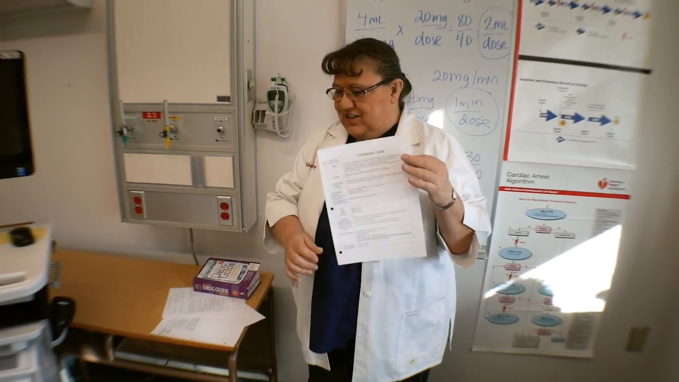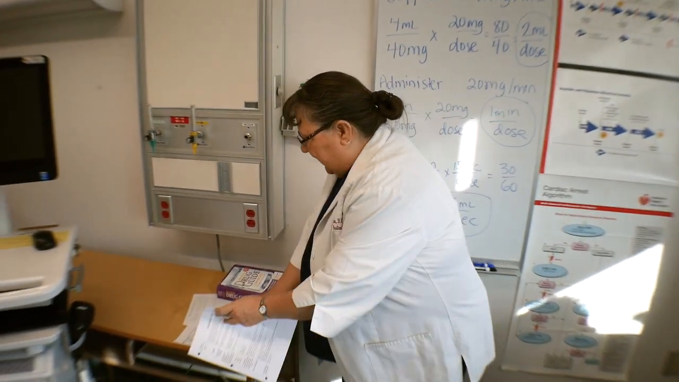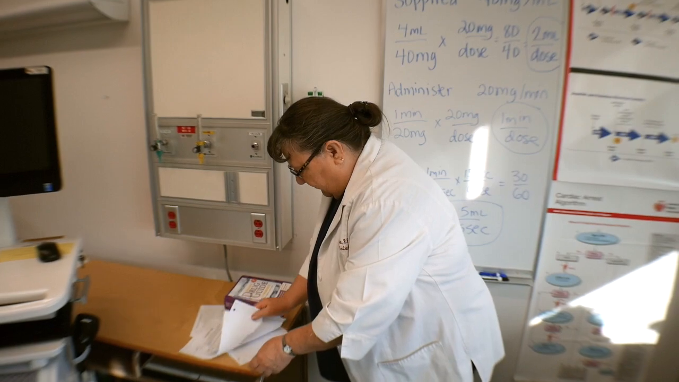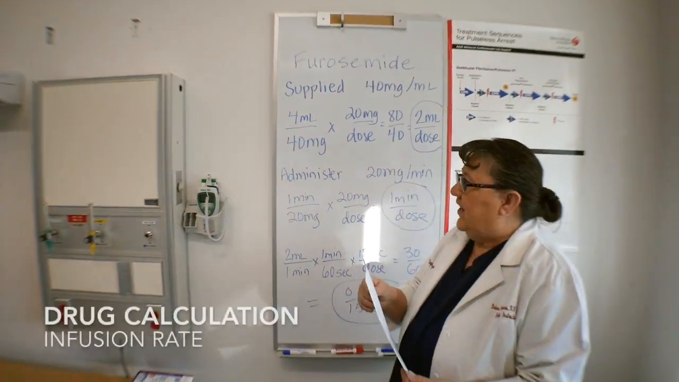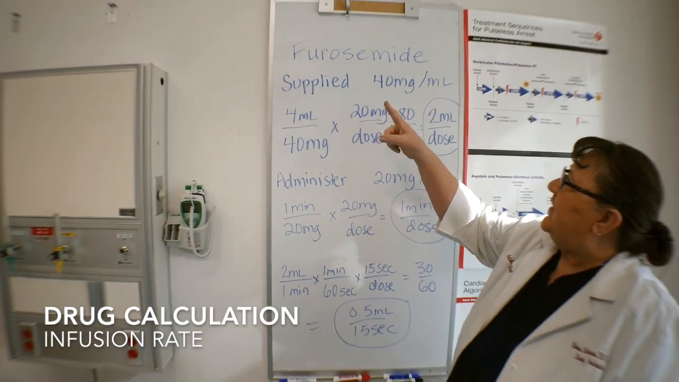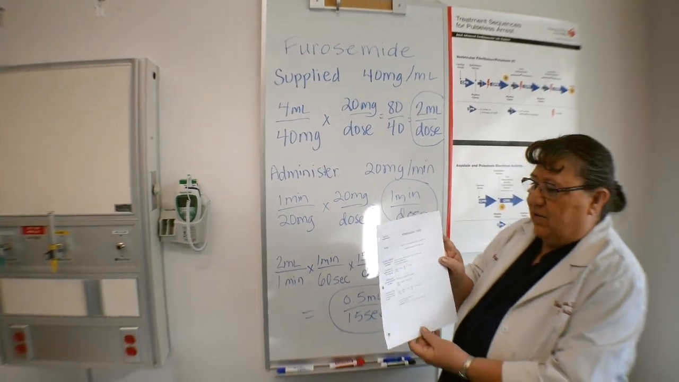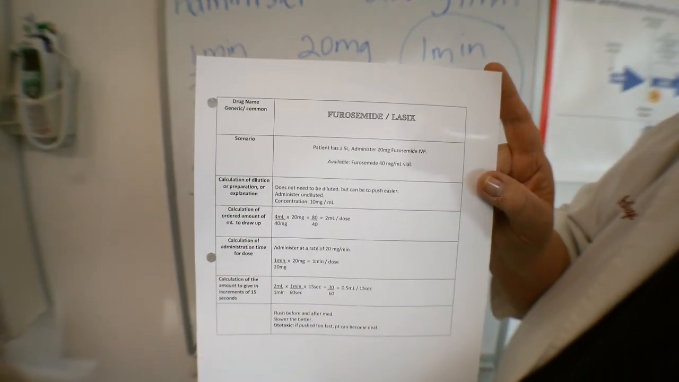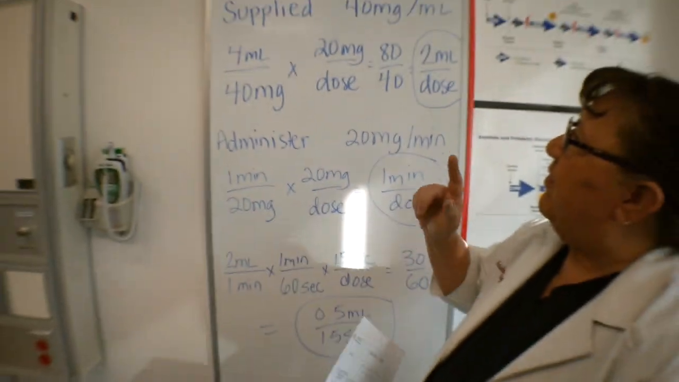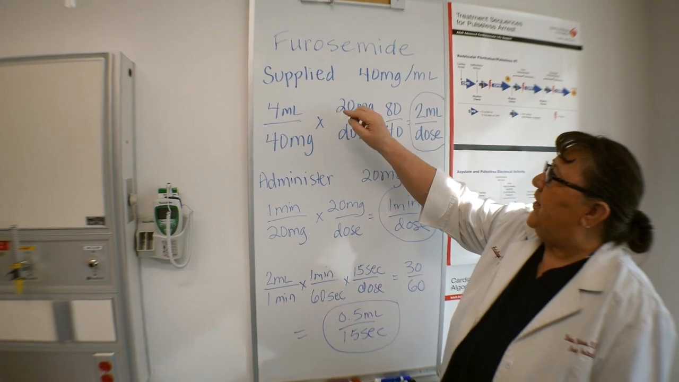Now we also have to do the math. So you're going to find that information in the drug book as well. So the one that I'm using as an example is furosemide. So we have the form that you need to complete, but I'm going to go over it specific here on the board.